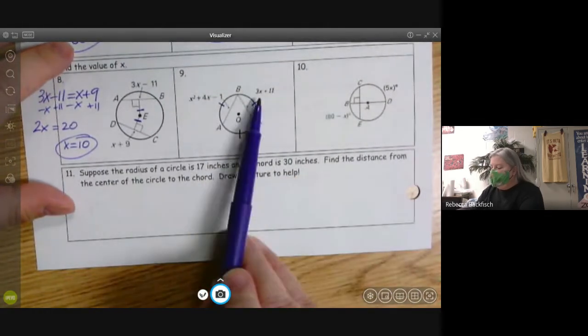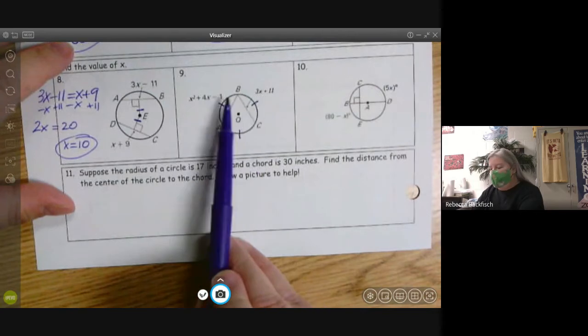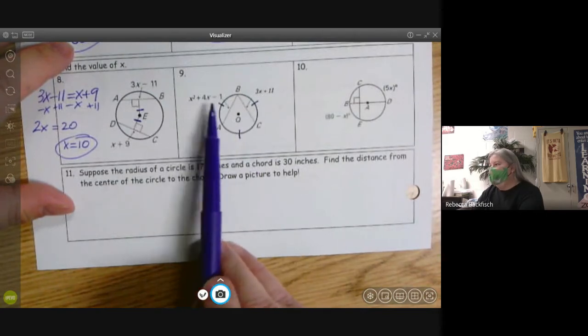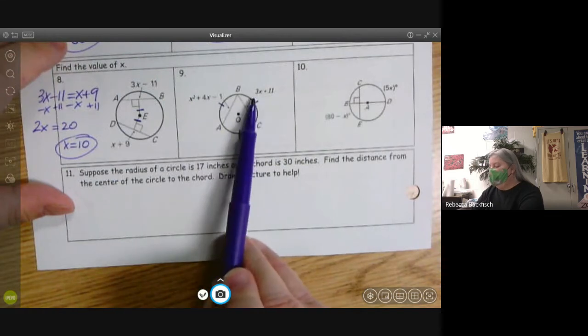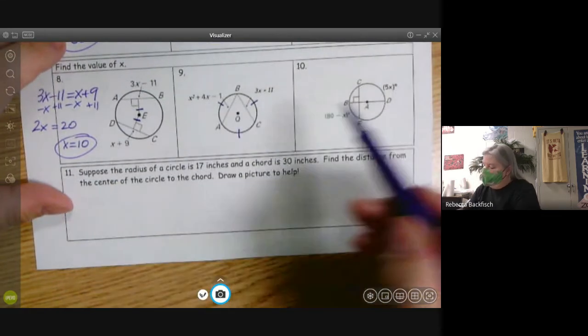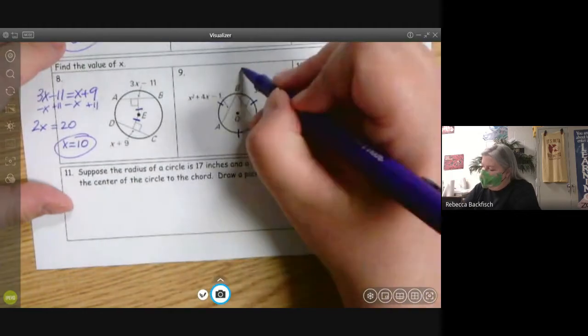What I'm going to do is use that to help me find x, because over here x is squared, so that would be a harder equation to solve. So I'm going to use just this part. I don't need to use that part over there. 3x plus 11 equals 120.